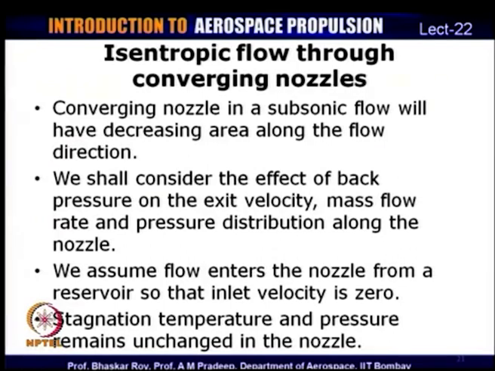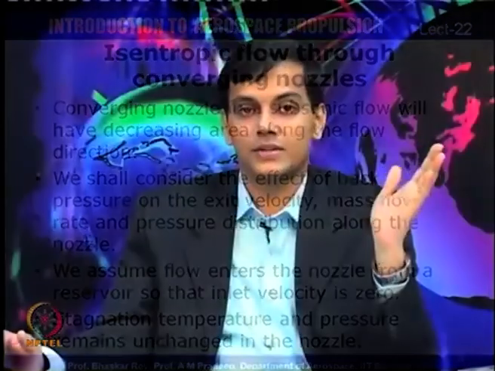Isentropic flow through a converging nozzle will basically involve a decreasing area along the flow direction. What we shall do is to consider the effect of back pressure on the mass flow rate and pressure distribution along the nozzle. We will assume that the flow enters the nozzle from a reservoir where the velocity can be assumed to be 0, and so the stagnation temperature and pressure will remain unchanged through the nozzle. We will not assume any losses taking place in the nozzle, so that pressure is constant, and obviously, since there is no heat or work interaction, stagnation temperature also remains constant.